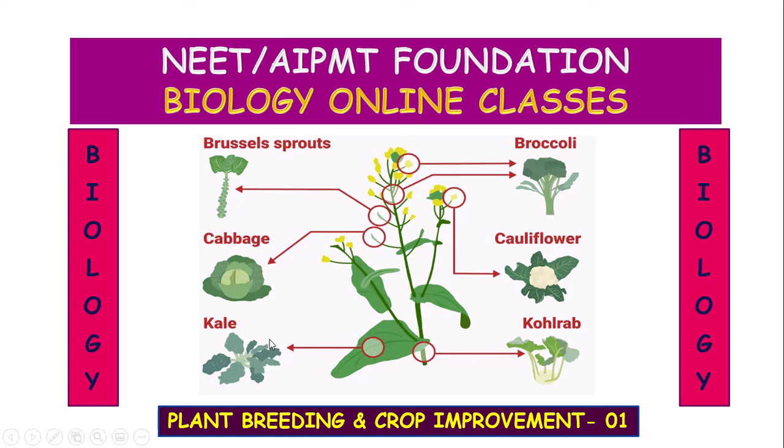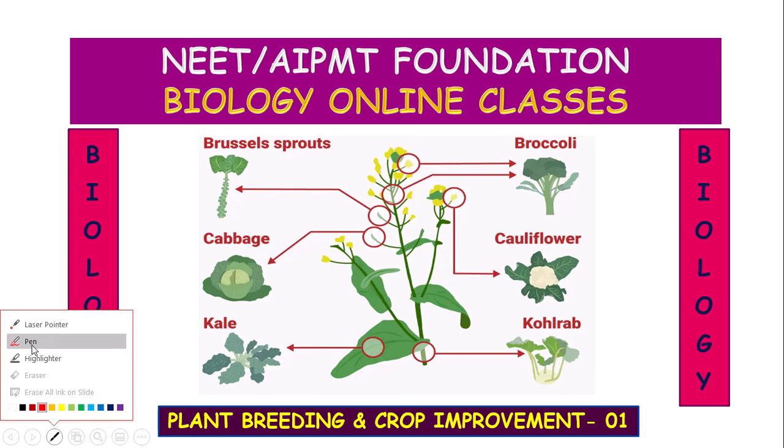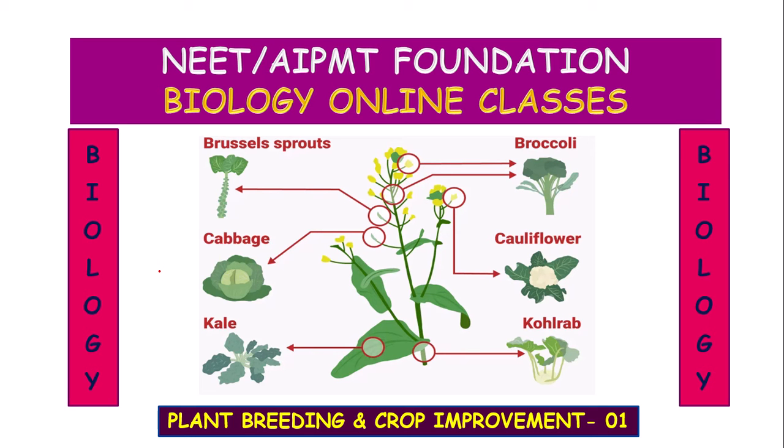So children, the practice of rearing domesticated plants and animals for obtaining food and other useful products is called agriculture. It has two components, that is agronomy and animal husbandry. Agronomy is the science of utilizing plants for food, fuel, feed and fiber, whereas animal husbandry is the science of systematic breeding and raising domesticated animals as per human requirement.